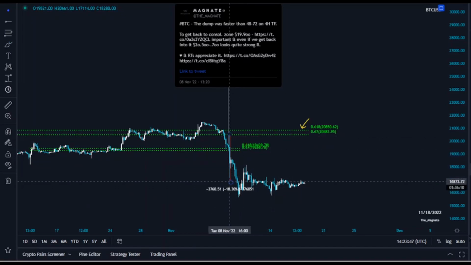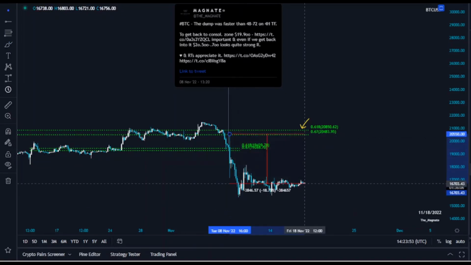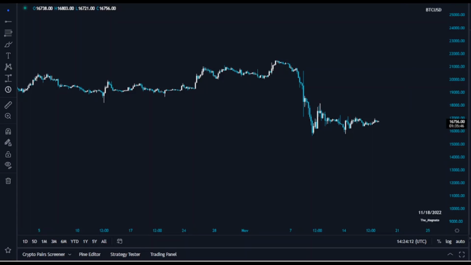Also I mentioned that the swing setup looks promising. We saw a 23% dump, with the current price action at an 18% dump in the market. So based on the 4-hour time frame, I'm still following exactly the same swing setup.